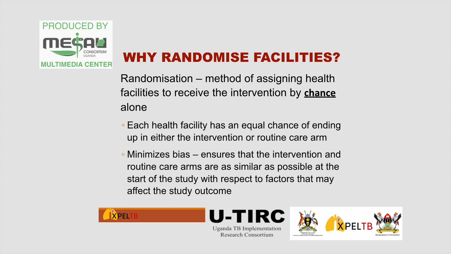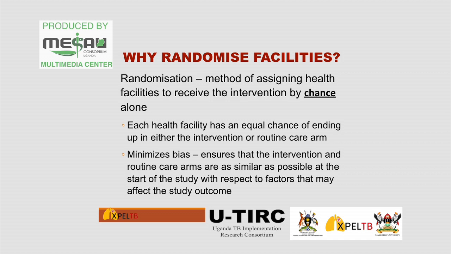So I guess the first question you might ask is, what is randomization in the context of this trial, and also why are we doing it? Just to start off with what we mean by randomization, it's a method of assigning each of those 20 health facilities to either receive the intervention or the routine care by chance. And chance is the really important thing. It's like tossing a coin. We're going to do this purely by chance, okay? No other interference, no choosing which arm you might want to be in, but just purely by chance. So each facility will then have an equal chance of being in the intervention arm or in the routine care arm. And that's really crucial for the randomization.